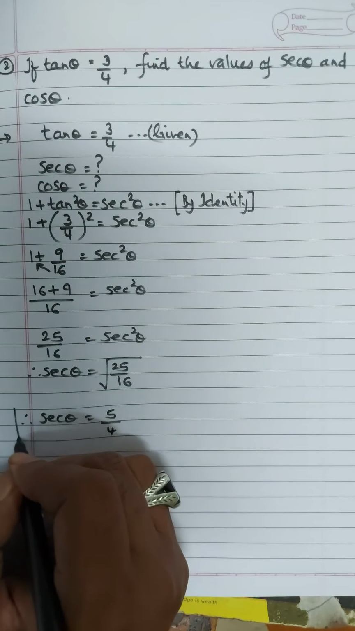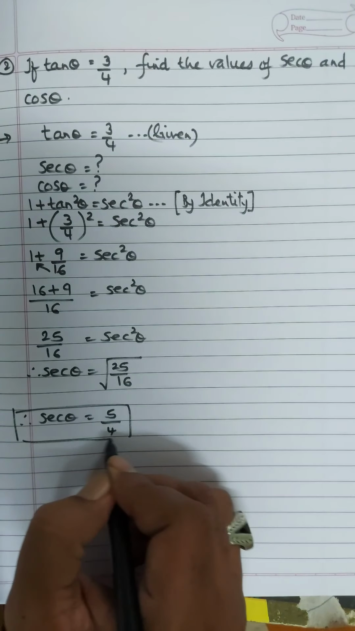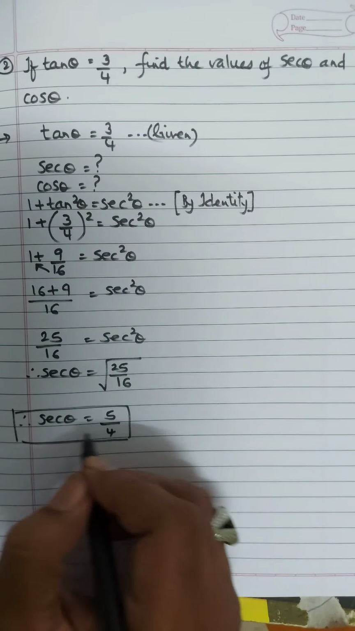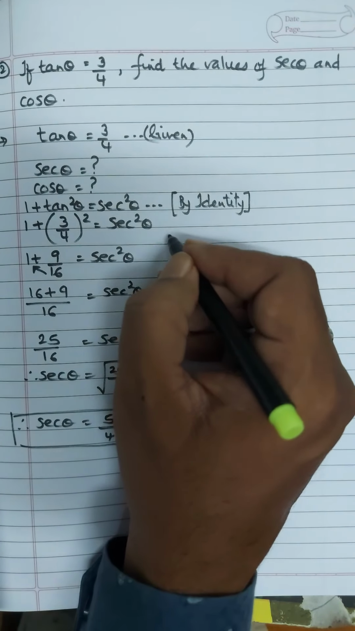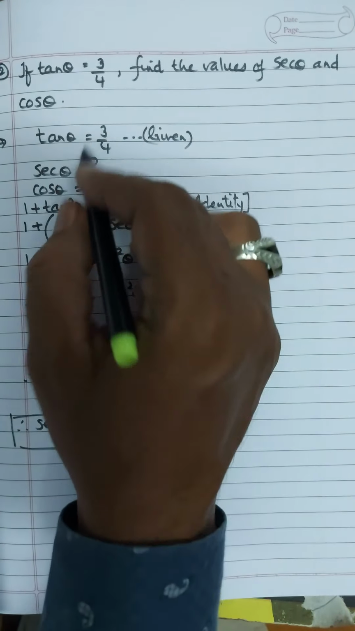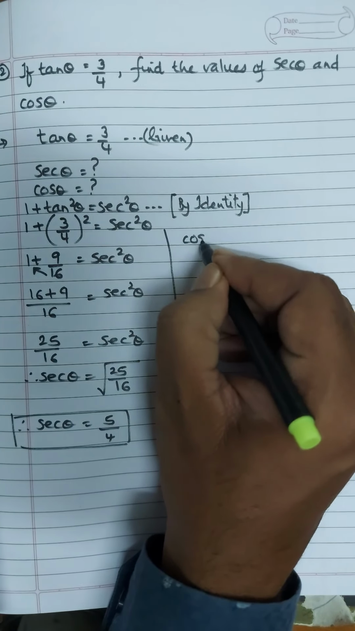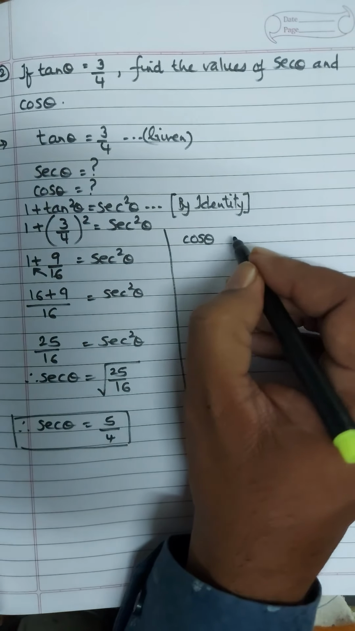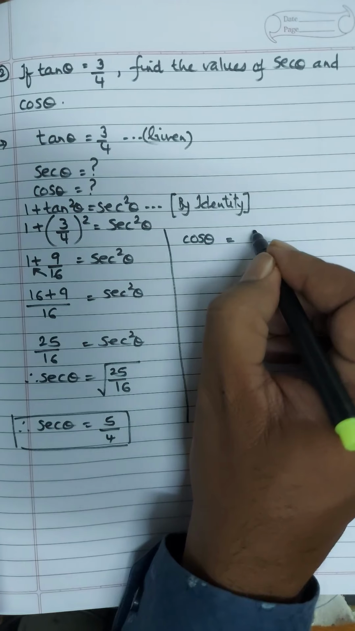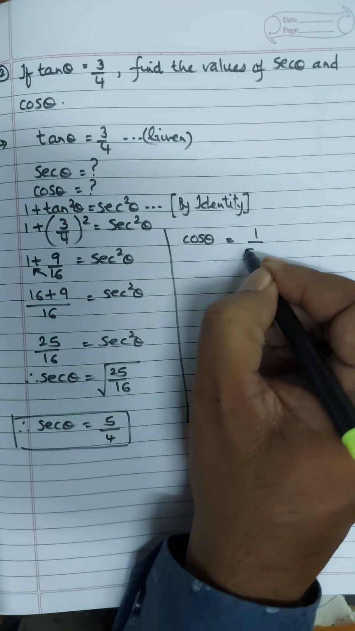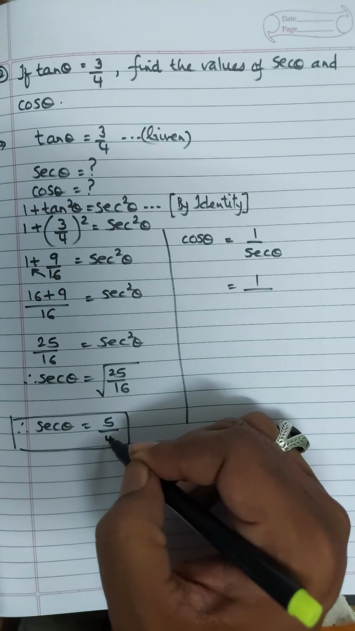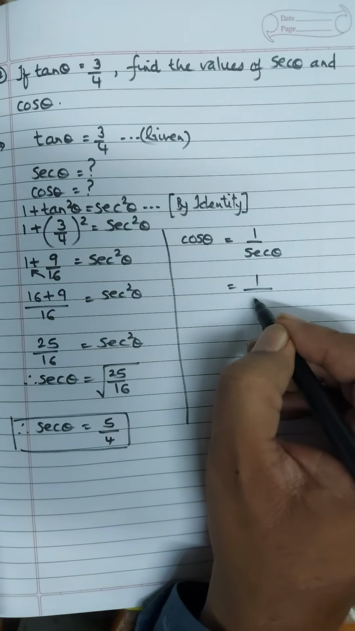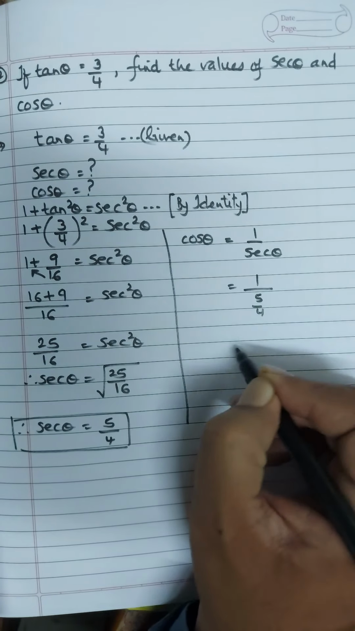So therefore the first answer we got is sec theta is 5 upon 4, by taking the square root on both the sides. Now we need to find cos theta. Now the second is cos theta. We know the relation: cos theta is the reciprocal of sec theta. So cos theta is equal to 1 upon sec theta, and we already got the value of sec theta here, 5 upon 4, so we need to write that down.